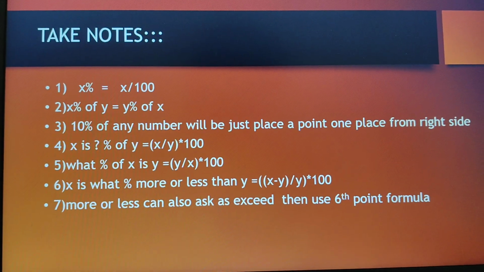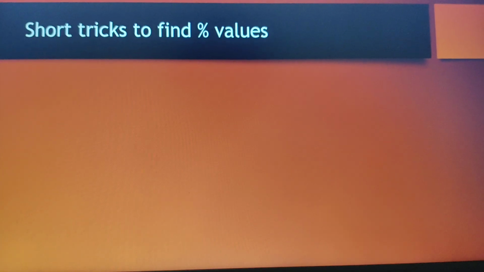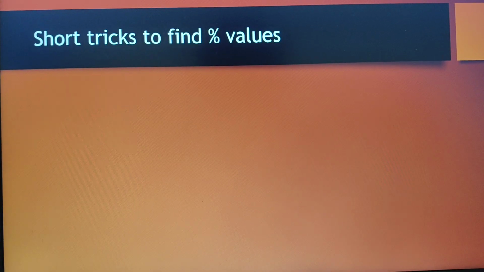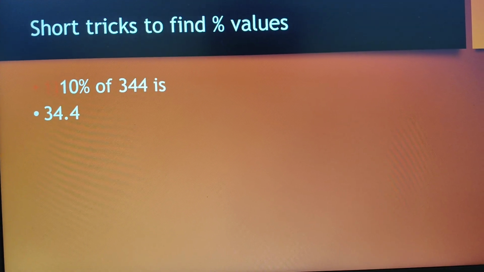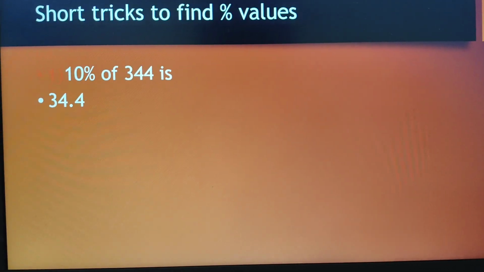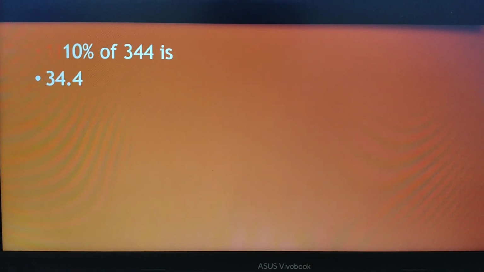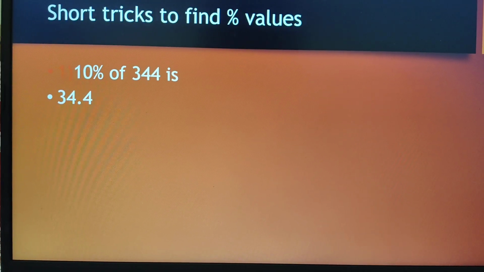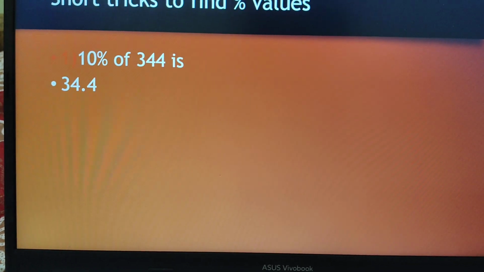Hope you all took the notes. So let us see some short tricks to find percent values. Let us see a few of them. Here you could see the first one. 10% of 344 is. They're asking what is 10 percentage of 344. So we need to place a point from its right side. 34.4 will be the answer.